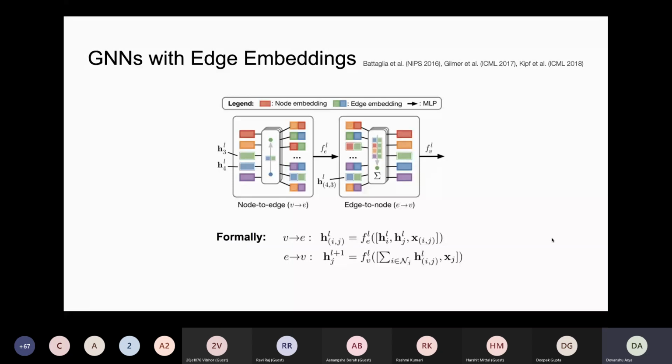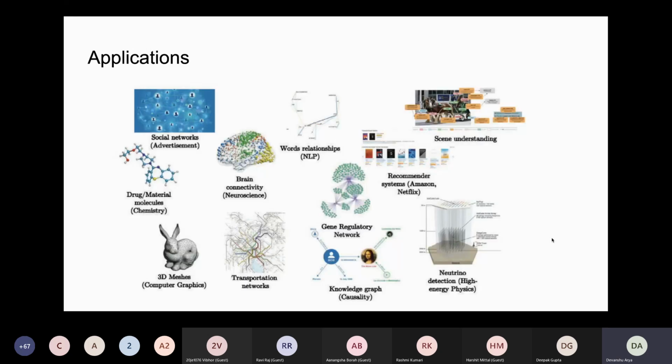Roughly from here onwards, people have come up with more advanced and sophisticated graph neural networks, but they have all originated from one of these architectures. Some of the applications that have been used very extensively these days using graph neural networks are in social networks, neuroscience, and everywhere it's been used.